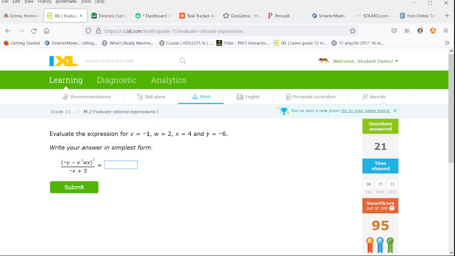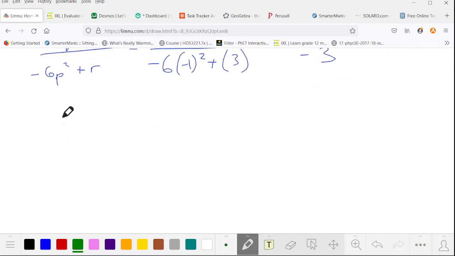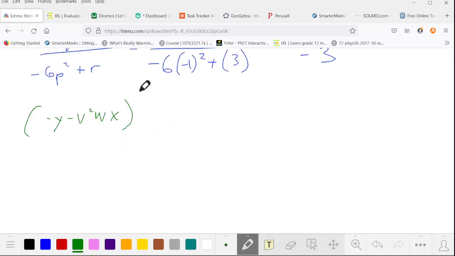All right, now we're getting into 4 variables. So we have negative y minus v squared wx, but that entire numerator is squared, over negative x plus 3. We want this for y equals negative 6.